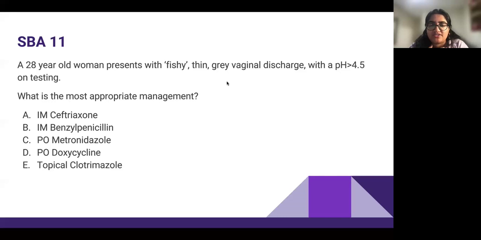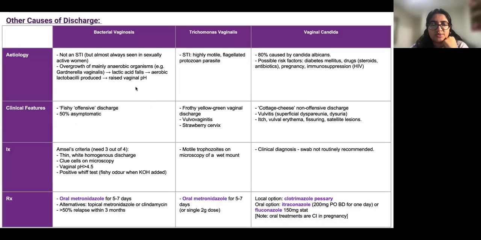So the thing that really gives it away is the fishy, thin grey vaginal discharge. And then this is confirmed with the pH greater than 4.5. And we should be thinking of something called bacterial vaginosis. And the thing that's used to treat it is oral metronidazole. So in this slide, we can see some of the 3 more common causes of vaginal discharge. There are obviously other causes of vaginal discharge as well. But the SBA was referring to bacterial vaginosis.